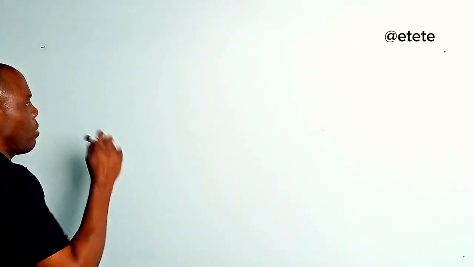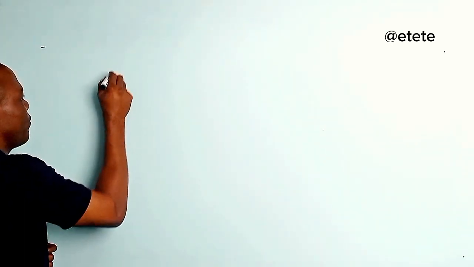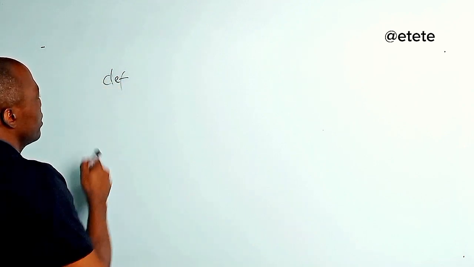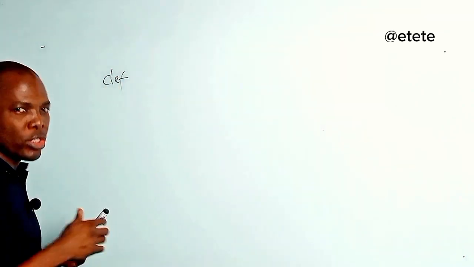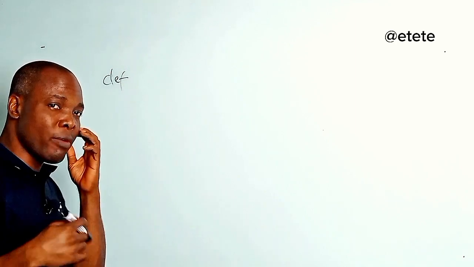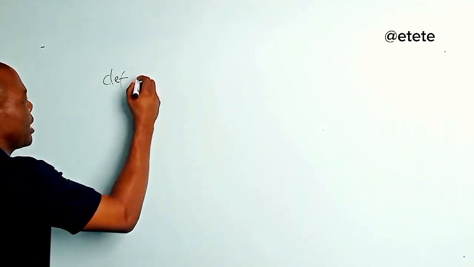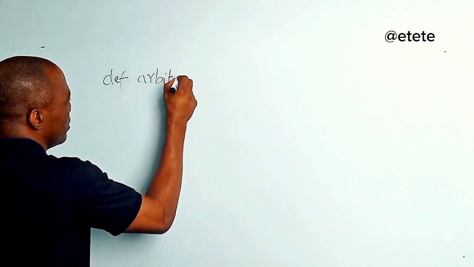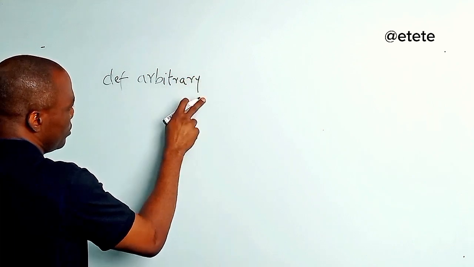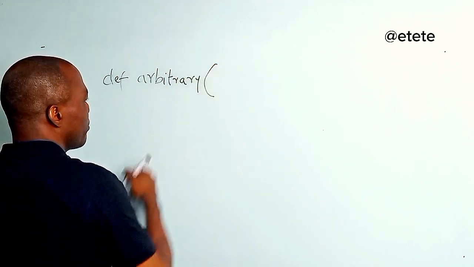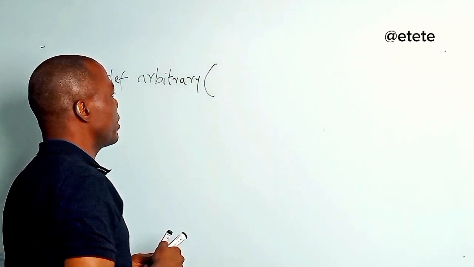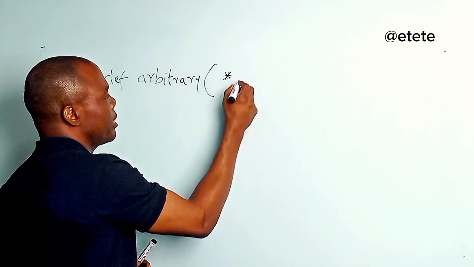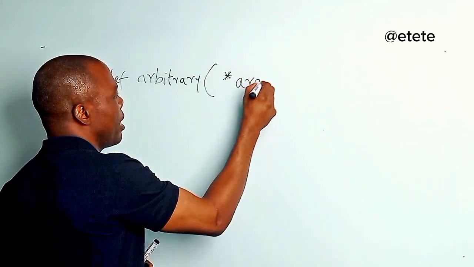an asterisk. So what we will do in that case is you will define a function. Let's just call it arbitrary function. Let the name of the function be arbitrary. So this is the name of our function. And then here the function is going to expect an argument. Now you use this asterisk, and then you just give it a name, x.